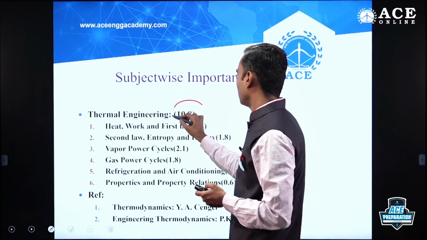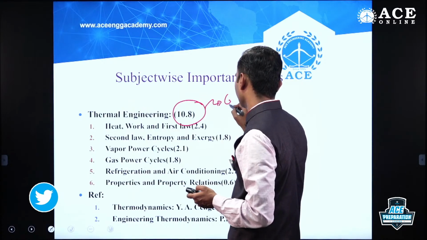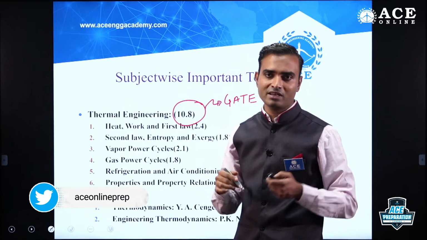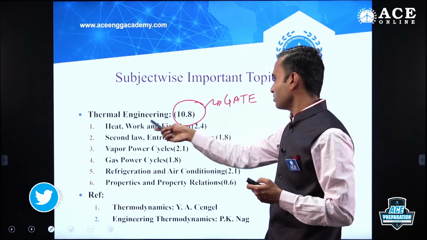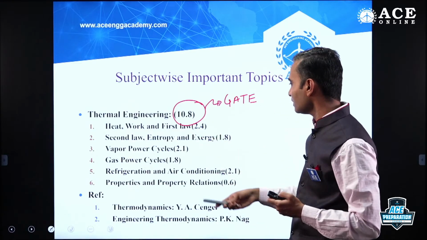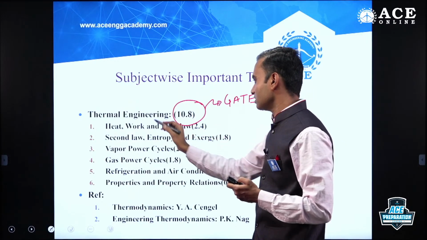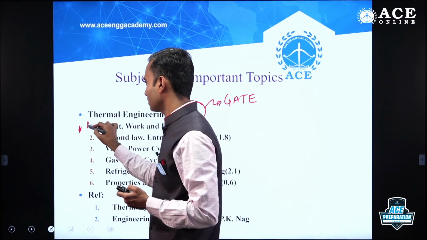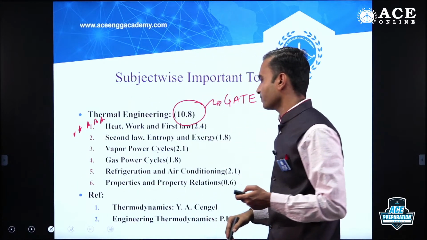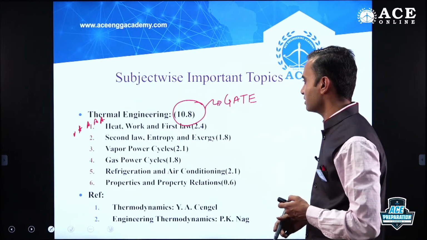So for example, for thermal engineering the average weightage is 10.8. This is for GATE, and this is based upon statistical data for the last 10 years. So the average weightage of thermal engineering is 10.8 marks, and the maximum questions you will get are on heat, work and first law, 2.4. So this topic you can say is a 5-star, something like that. I'll just go through the slides, you can note down later on. This will be helpful while preparing other subjects.